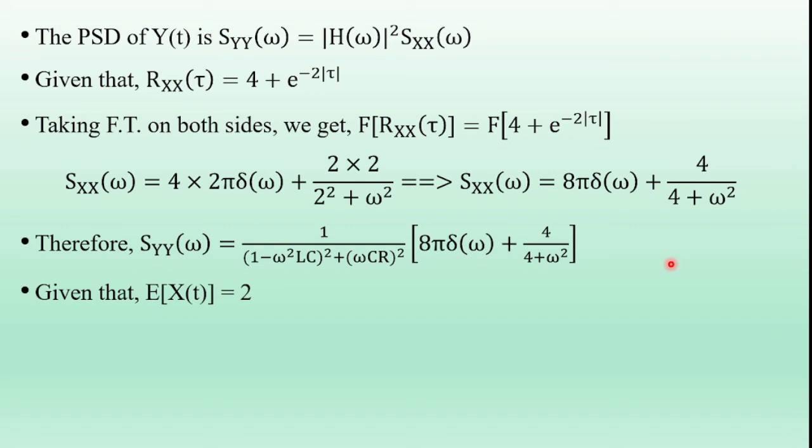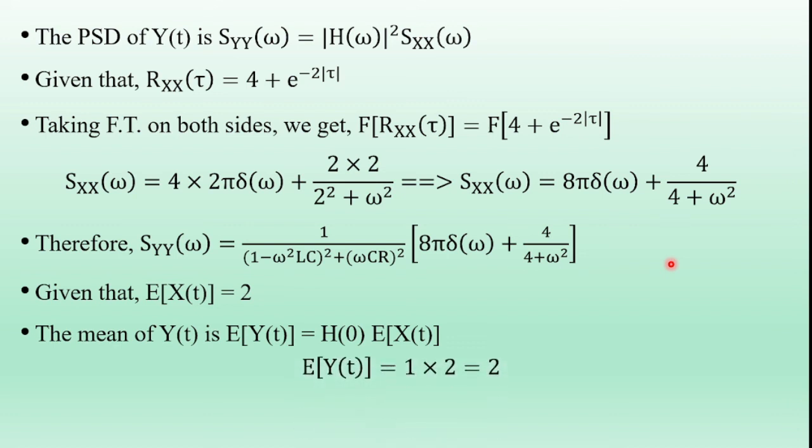Given that the mean value of x of t is 2, we find the mean value of the output y of t, that is expectation of y of t, equal to H of 0 into expectation of x of t. H of 0, the frequency response of the system at zero frequency, is 1. Expectation of x of t is 2. Therefore, the mean value of the output y of t is 2.